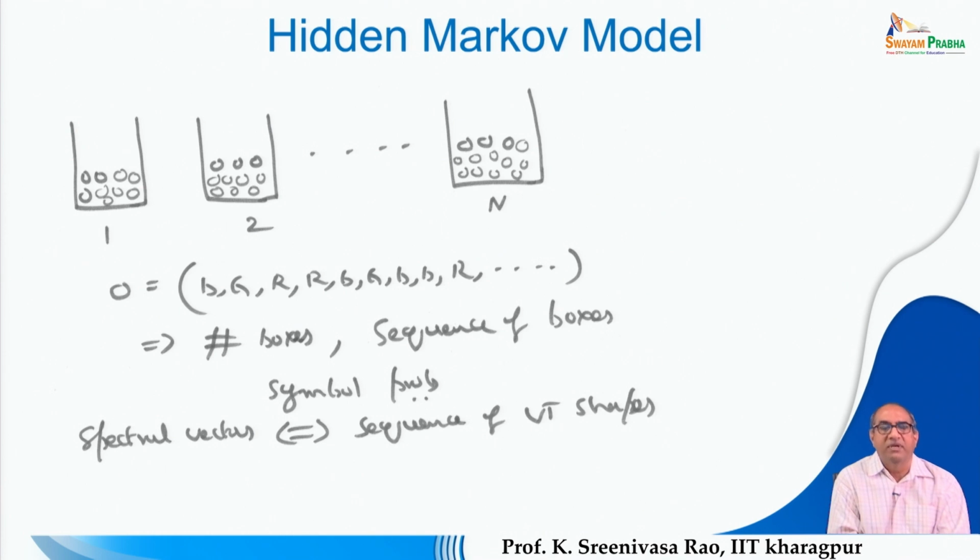And from that we will try to see what is the sequence of vocal tract shapes that are responsible for generating those spectral vectors. Here the vocal tract shapes can be viewed as the states, and the sequence of those states are responsible for the given sequence of spectral vectors for a given sound unit, right.